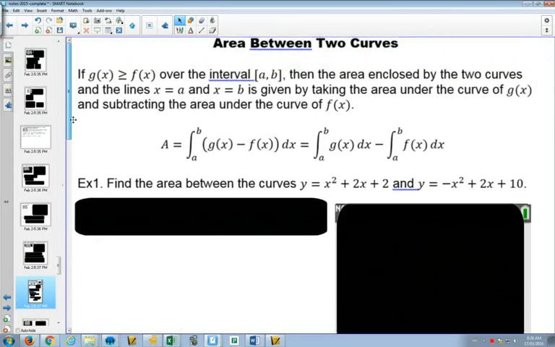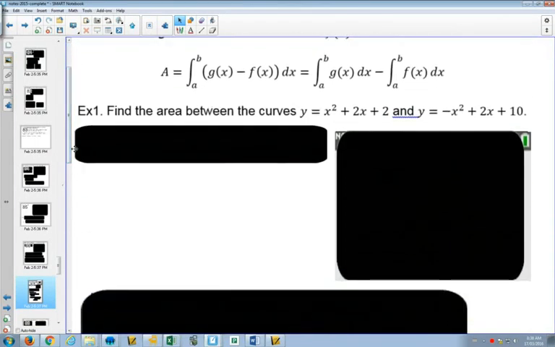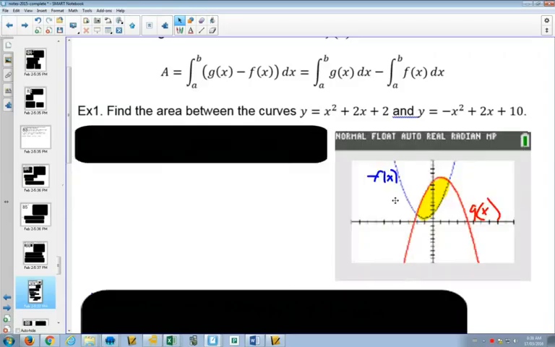So here's the idea for area between two curves. If you have two curves, and here we have two parabolas, you could draw them with a graphing calculator or just get an idea in your head. And in fact, for this one, can you see that one of the parabolas is going to open up and one of the parabolas is going to open down? Because one of them has a positive x squared and one of them has a negative x squared.